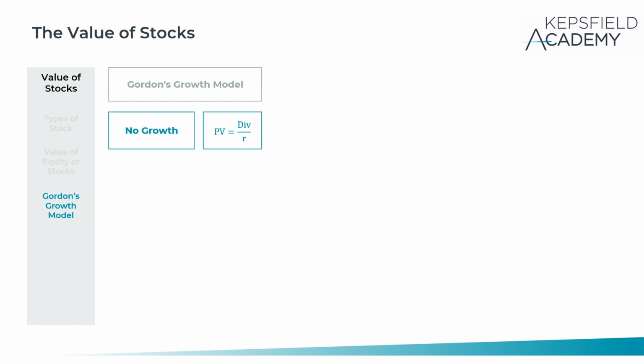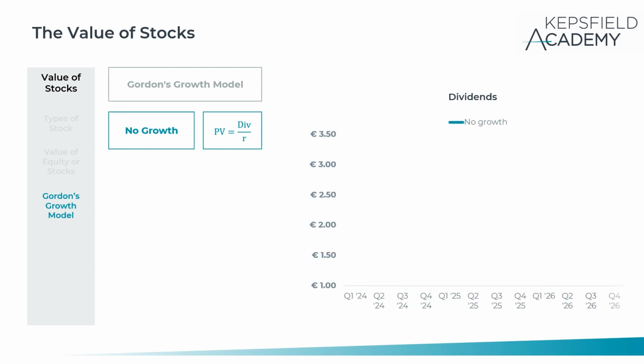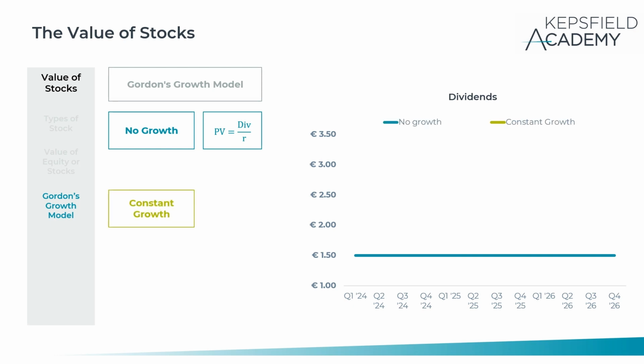The no-growth model assumes constant dividends in perpetuity and firm immortality. The intrinsic value of a stock is calculated by dividing the expected dividend by the company's discount rate. Also known as Gordon's growth model, the constant growth model assumes firm immortality and internal growth. It predicts growing dividends in perpetuity. The intrinsic value of a stock is calculated by dividing the expected dividend by the difference between the discount rate and the dividend growth rate.